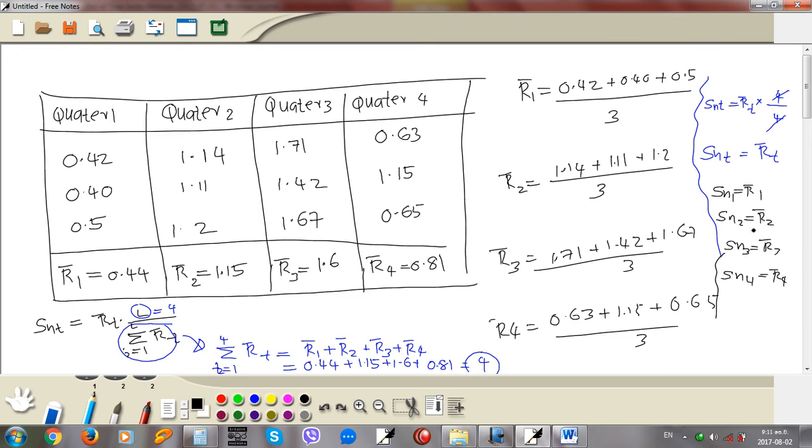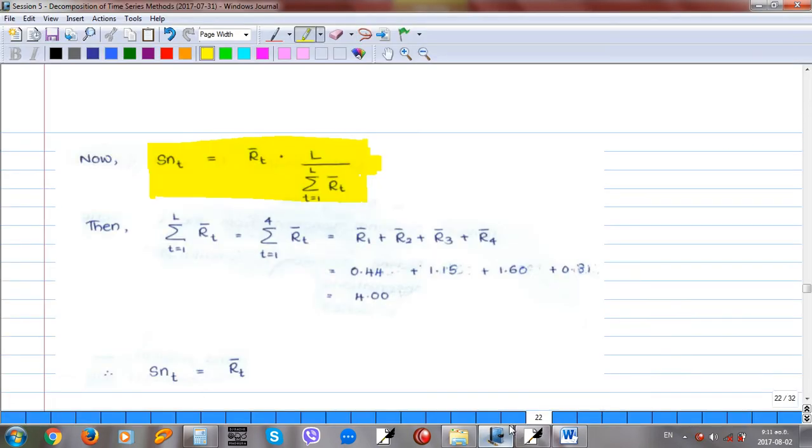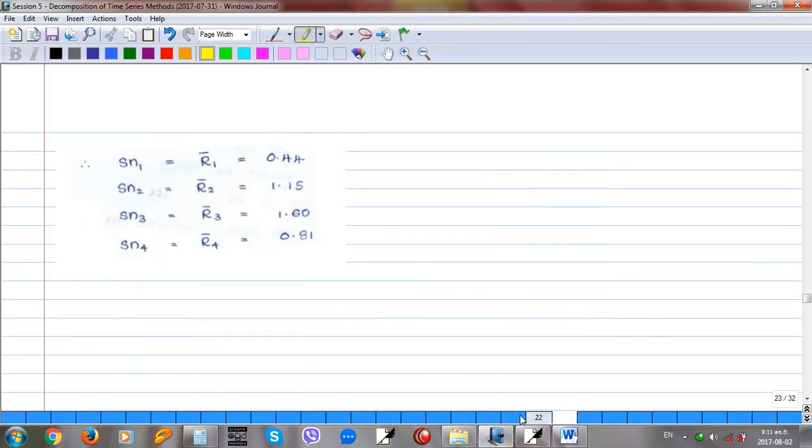SN2 equals r bar 2, the value is 1.15. SN3 equals r bar 3, the value is 1.6. SN4 equals r bar 4, that is the value of 0.81. So this is the thing we did in there, and we can find SN1 equals r bar 1, that is 0.44, SN2 equals r bar 2, that is 1.15, SN3 equals r bar 3, that is 1.60, and SN4 equals r bar 4, that is 0.81.